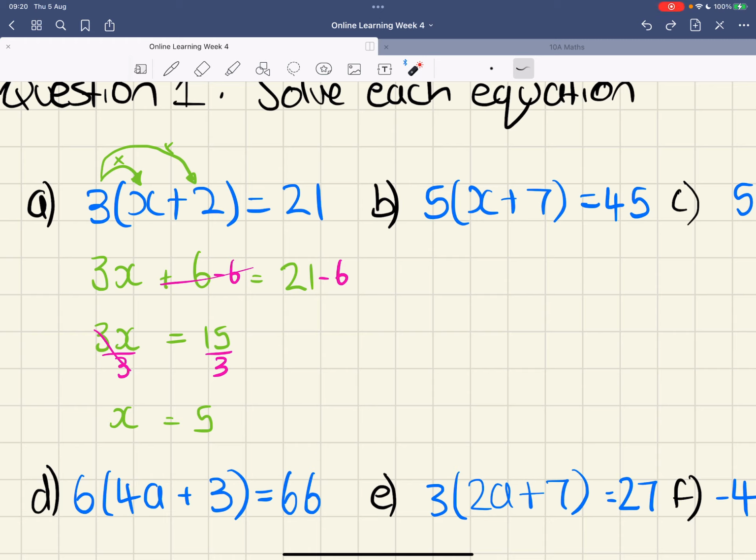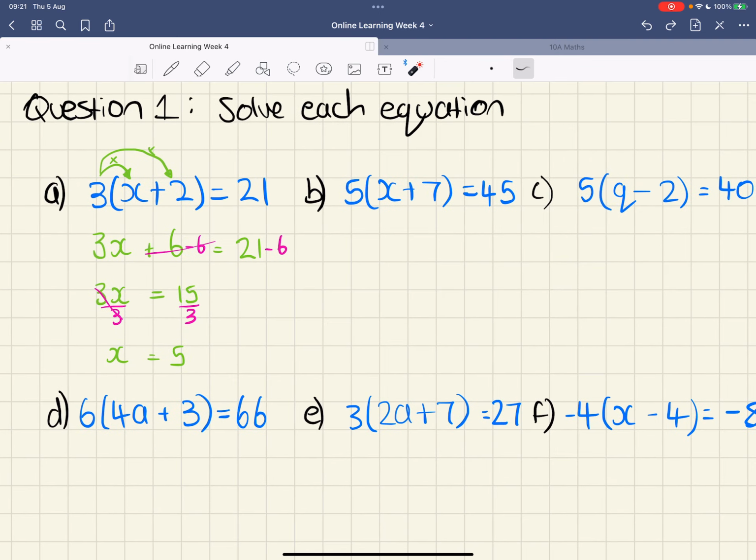So you get rid of the plus 6 by minusing 6, and you've got to do that to both sides, just like we normally do. And then you're left with 3x equals 15, because that's what 21 minus 6 is. And then we remove the 3 just like normal by dividing by 3, and you do that to both sides. The 3's cancel out, and you're left with x equals, and then 15 divided by 3 is 5.